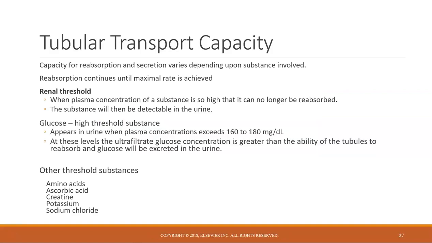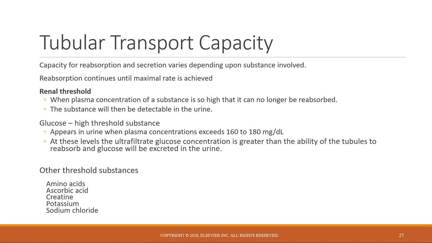Tubular transport capacity is an important concept that I really want you to understand. This has to do with the capacity for reabsorption and secretion, which varies depending upon the substance involved. The reabsorption continues until the maximal rate is achieved. So again, substances will flow out of the tubules, but then we want to recycle a lot of these, and so they will flow back into the blood.